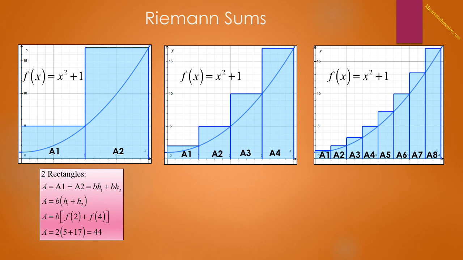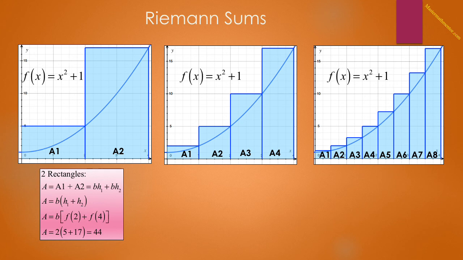With 2 rectangles, each of them having the same base, the area is equal to A1 plus A2, which is BH1 plus BH2, where B is the base of each rectangle. We can now factor out the B and write the area as B times the quantity H1 plus H2. And this will equal B times f of 2 plus f of 4.